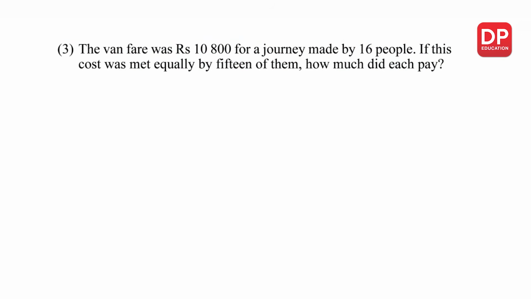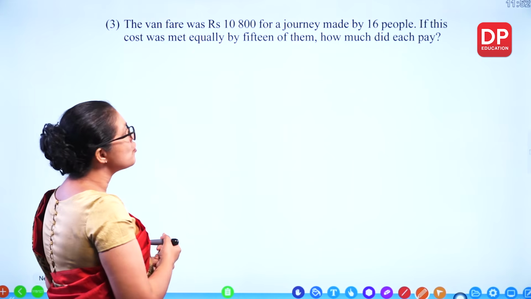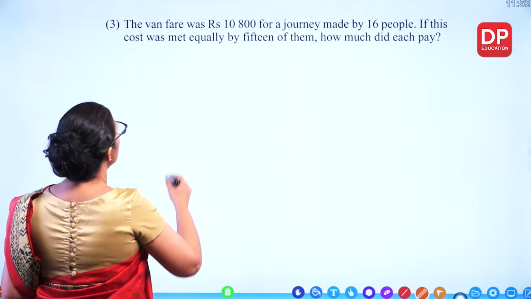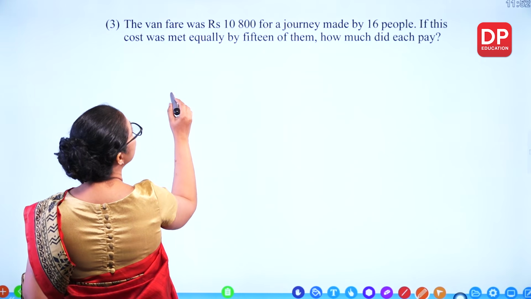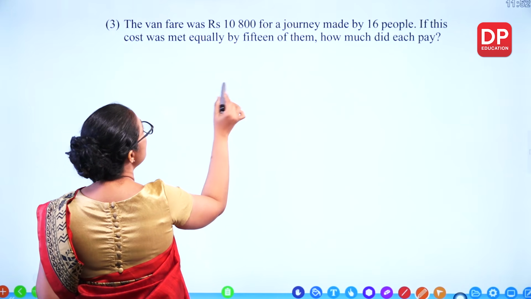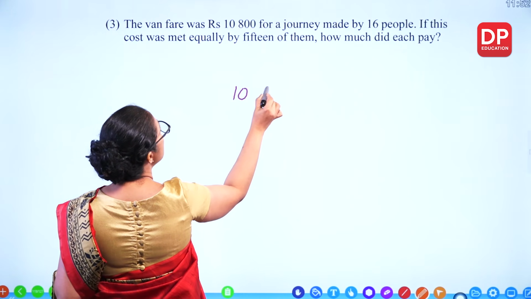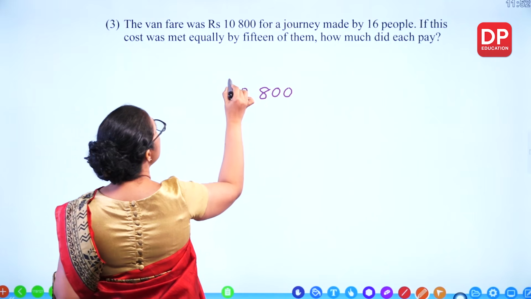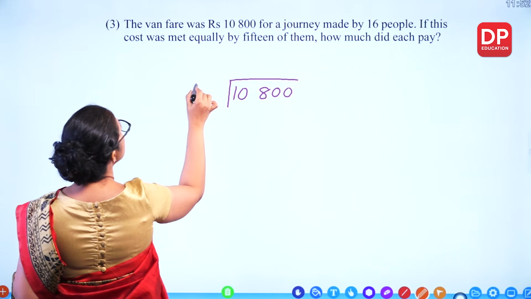Look at question number 3. The van fare was 10,800 for a journey made by 16 people. If this cost was shared equally by all of them, how much did each pay? So that means you have to divide by 16. So the amount paid, first we'll do the calculation. 10,800 divided by 16.